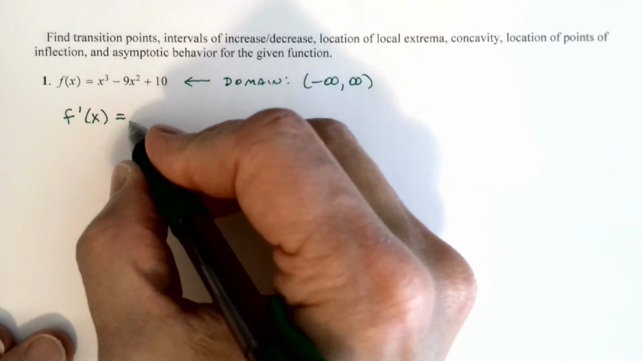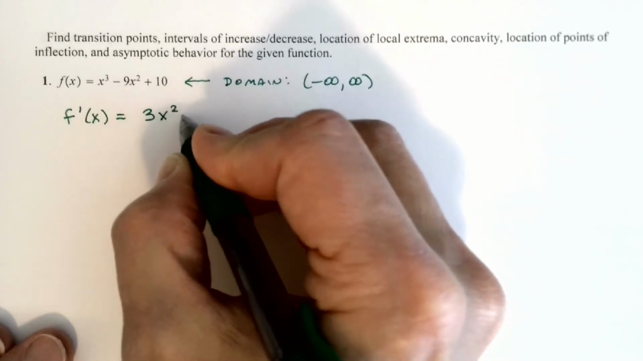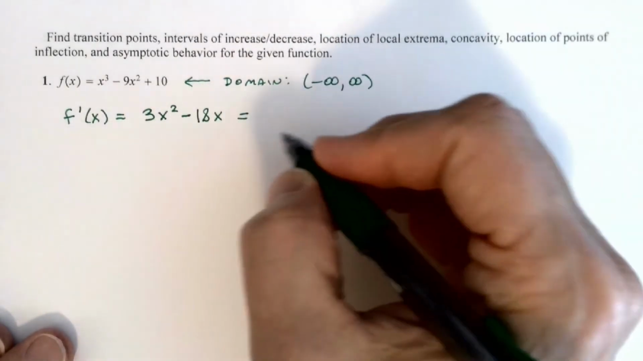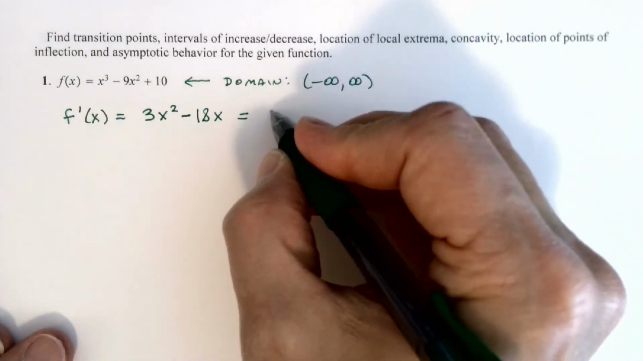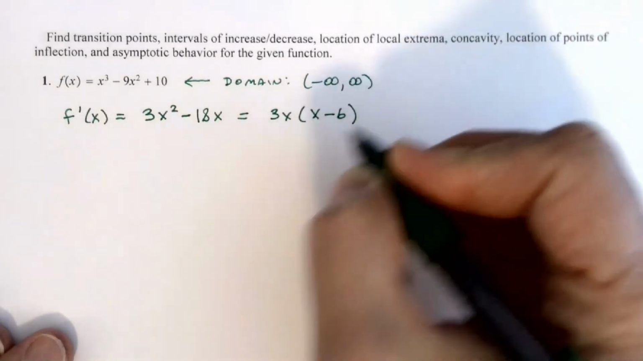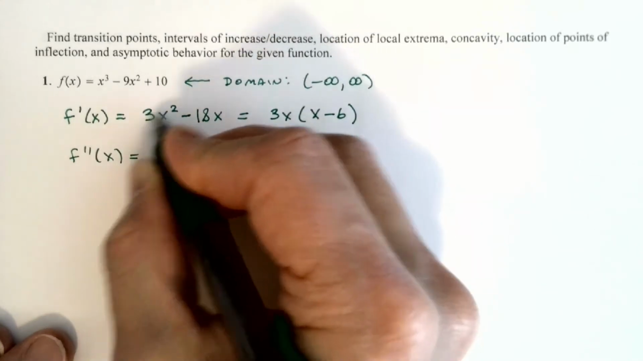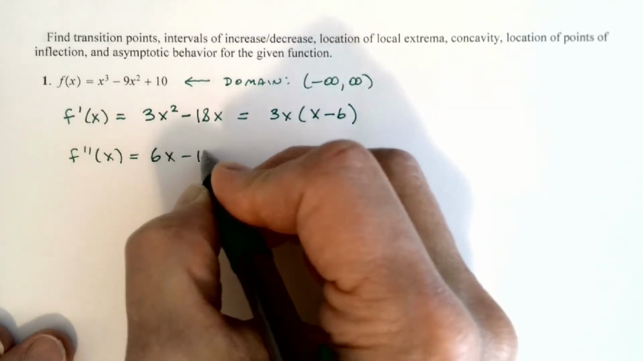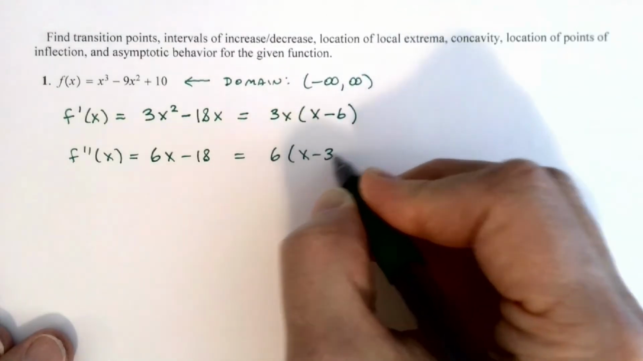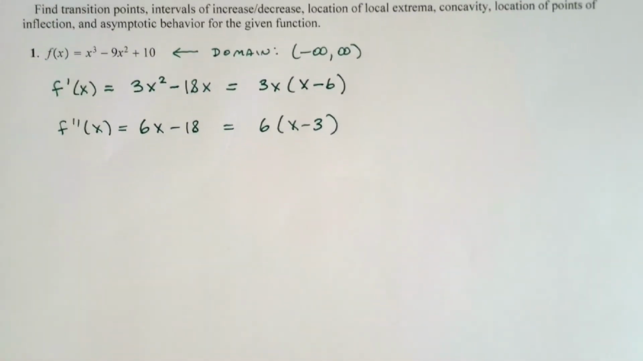So f prime of x equals what? 3x squared minus 18x. Let me go ahead and factor that because that will help me find where the derivative is 0. Factor out a 3x from that, leaving me x minus 6. I'm going to find the second derivative. The derivative of this function is going to be 6x minus 18, which I can factor out that 6 to help with that. And so what I want to do now is look at a sign check.